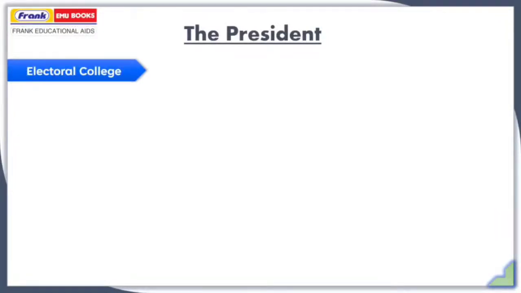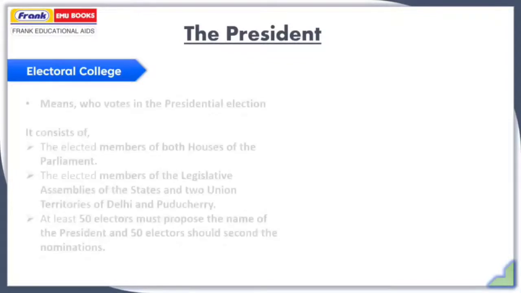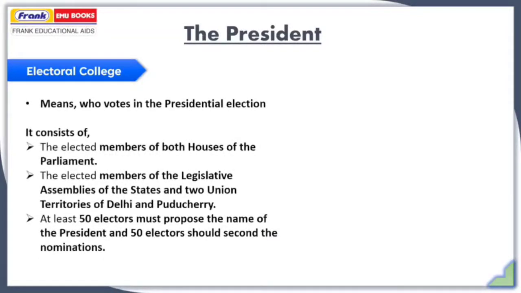Now, let's talk about the Electoral College. Electoral College means who votes in the presidential election. Who are the voters? So, the Electoral College of the President of India consists of the elected members of both houses of the parliament, that is, Lok Sabha and Rajya Sabha. And I would emphasize the elected members.